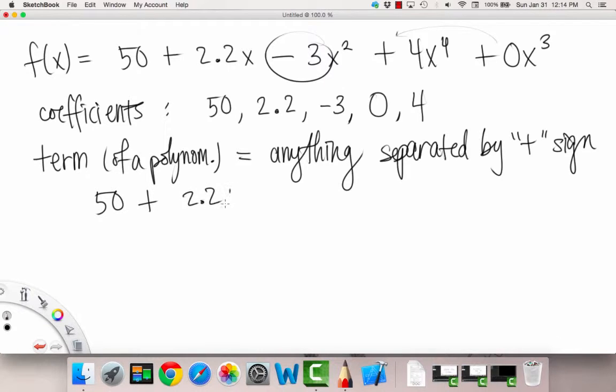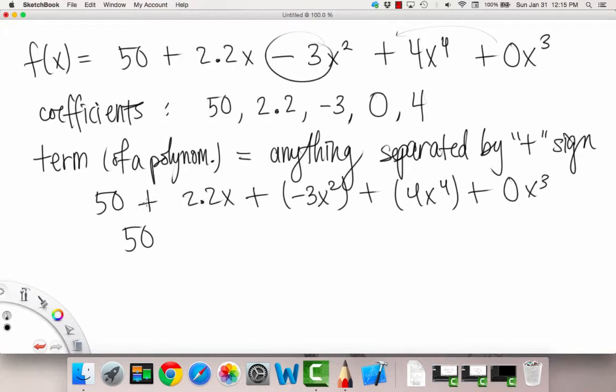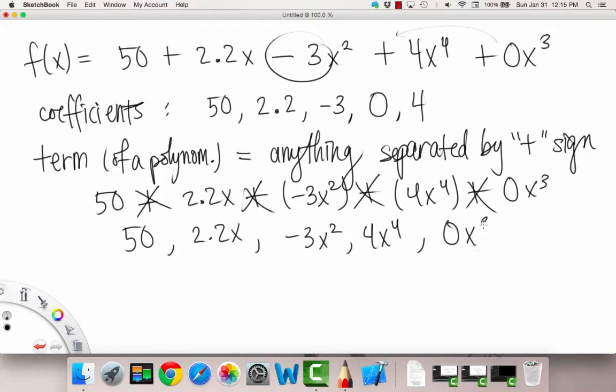from 2.2x separated by a plus sign, from negative 3x squared separated by a plus sign, from 4x to the fourth. And then we also have this 0x to the third, but that's just kind of on the side. So our terms would be 50, we just get rid of the plus sign. Another term is 2.2x. Another term is negative 3x squared. Another term is 4x to the fourth. And if you really feel like it, you could list 0x to the third as a term as well.